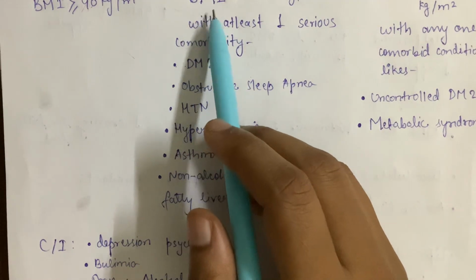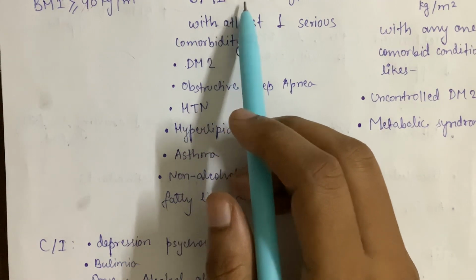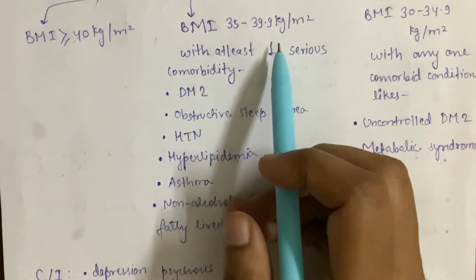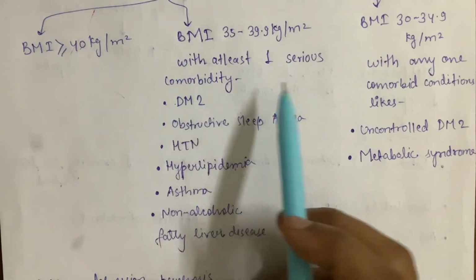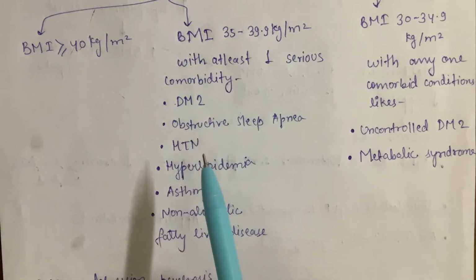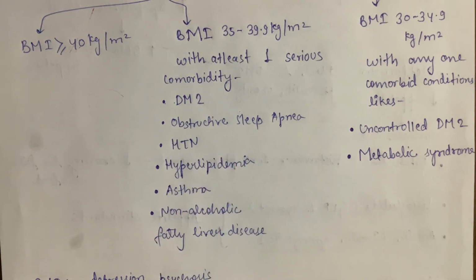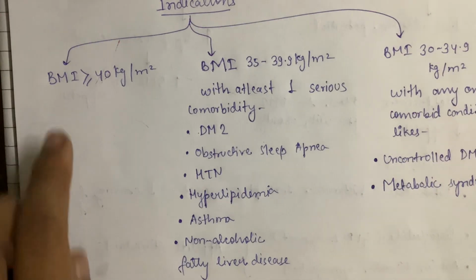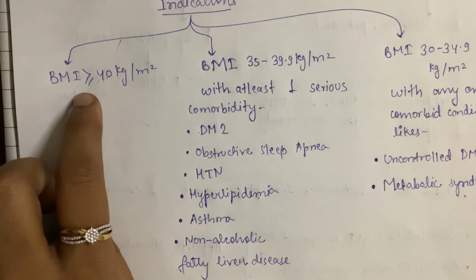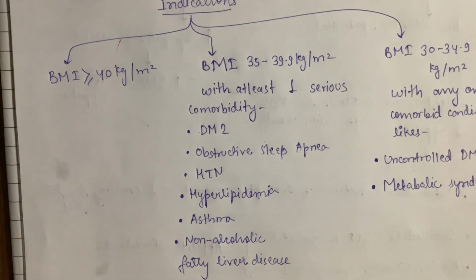Then if BMI ranges between 35 to 39.9 kg per meter square with at least one serious comorbidity like diabetes mellitus type 2, obstructive sleep apnea, hypertension, hyperlipidemia, asthma, non-alcoholic fatty liver disease, then also we can go for bariatric surgery. If patient's BMI lies beyond 40 kg per meter square or is 40 kg per meter square, then also bariatric surgery is indicated.